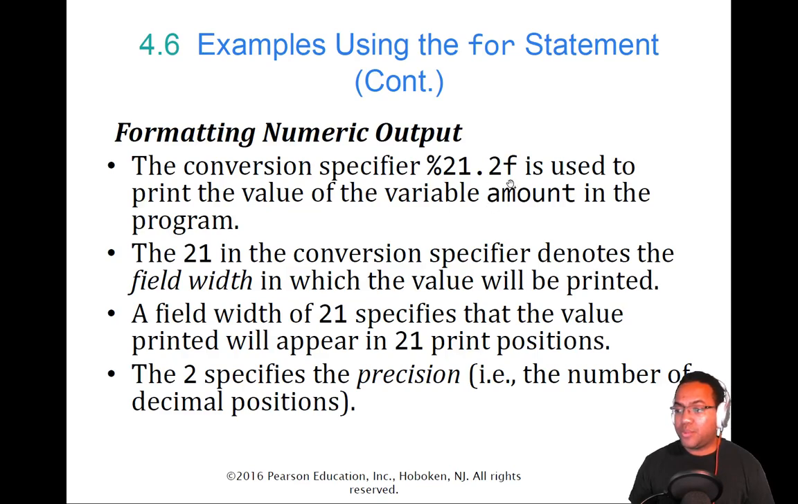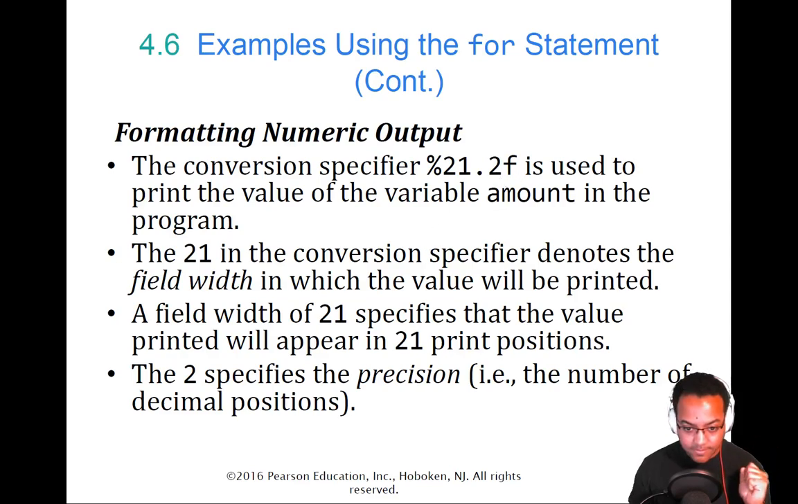Formatting numeric output, and we talked about this, but between the percent and the f, you can define how you want your output to be. The 21 in the conversion specifier denotes the field width in which the value will be printed. A field width of 21 specifies that the value printed will appear in 21 print positions. I don't know how big that number is, but that number is gigantic. The 2 specifies the precision, or how many decimal points you want to see. By default, how many decimal points will you see if you don't specify that?